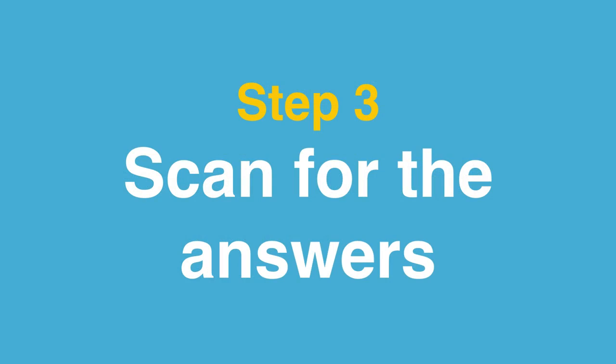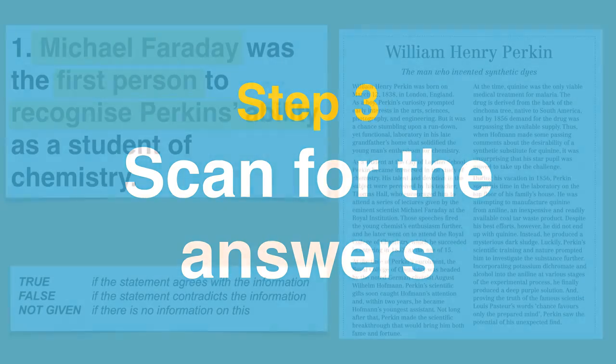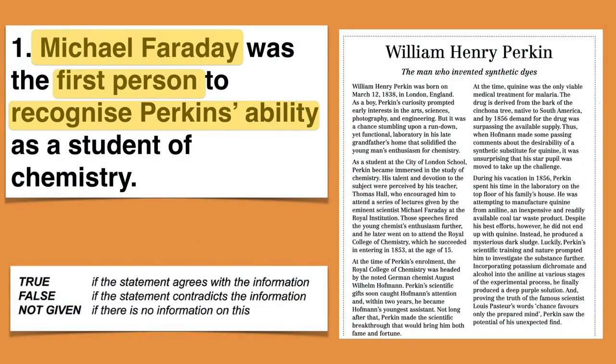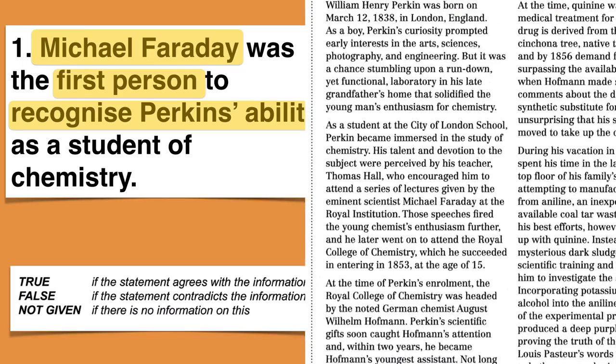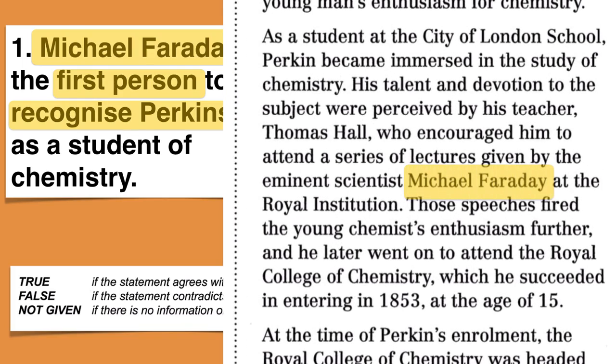So now, let's find the answer. In step 3, you need to scan the text for the answer. Here we have the question on the left. Remember, it's a true, false, not given question. And the text on the right. So Michael Faraday, first person, recognize. Can you think of a synonym for recognize? Maybe saw. Perkins' ability. So let's have a look. Here's Michael Faraday. Okay, so the answer to the question is possibly around here somewhere. You need to look around that particular keyword.